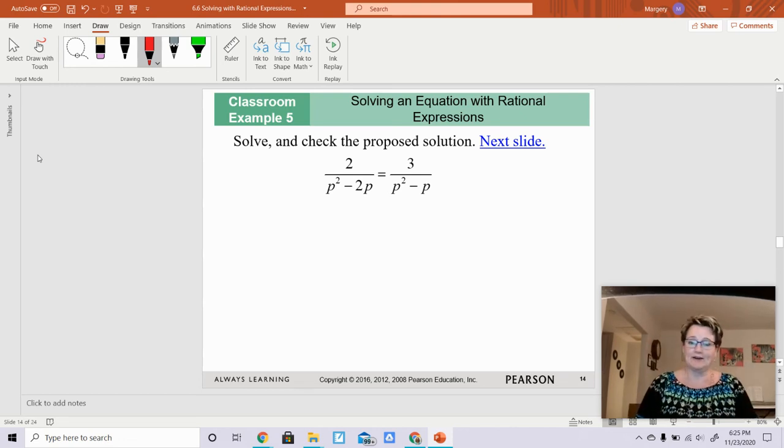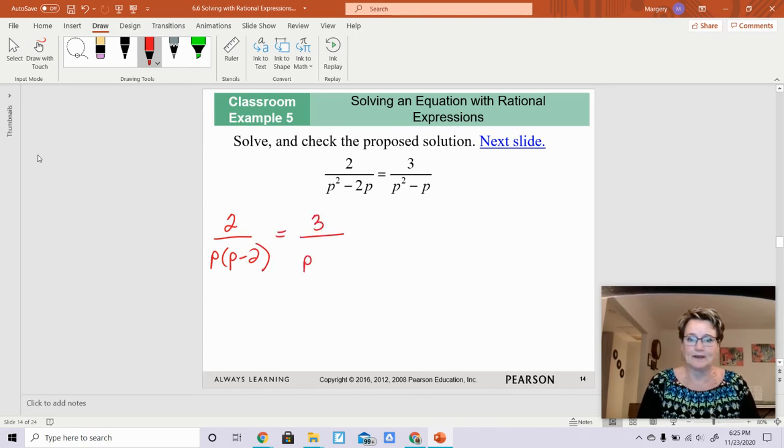Okay, same thing here. I'm going to factor this first. This is going to be, I'll write it over here, 2 over p squared minus 2p, they both share a p. Factor it if you can. Makes life easier. Equals 3 over p times p minus 1.